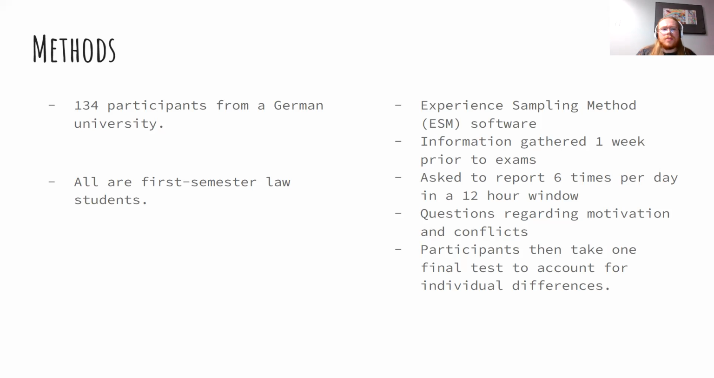Methods. They ended up using 134 students, first semester law students from a German university, and they used an experience sampling software that was downloaded on smartphones. And for 1 week, a period of 7 days, participants were asked to answer questions 6 times per day in a 12-hour window at random times.